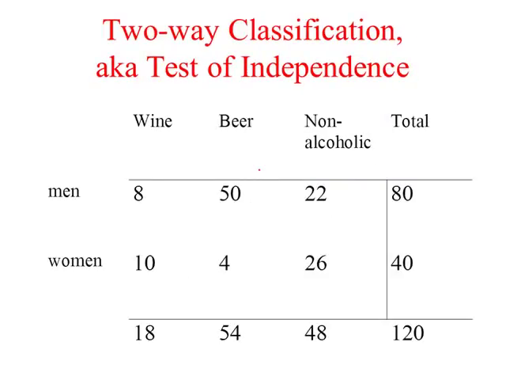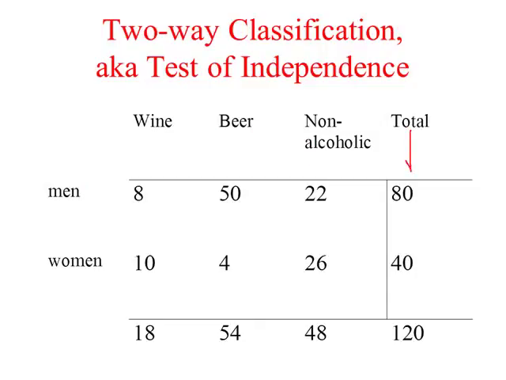So if we take our data from the previous example, where we have 18 who chose wine, 54 chose beer, and 48 chose non-alcoholic, and we split that total of 120 people, if we look at it as men versus women, or split it into our groups by gender, we can see we have 80 men in our sample, 40 women, and this breaks up how the men chose their drinks. So 8 men chose wine, 50 chose beer, and 2 chose non-alcoholic. 10 women chose wine, 4 chose beer, 26 chose non-alcoholic. So we're just breaking it up, so we have one categorical variable here with 2 levels, and one here with 3 levels.